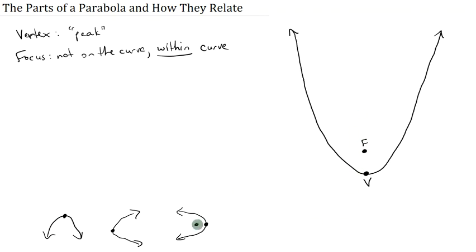So on the parabola that opens left, the focus is to the left of the vertex. The parabola that opens right has the focus to the right of the vertex. And when it opens down, the focus is below the vertex, within the curve. And that's true for every conic section. A focus is always within the curve, and a vertex is always a peak of the curve.